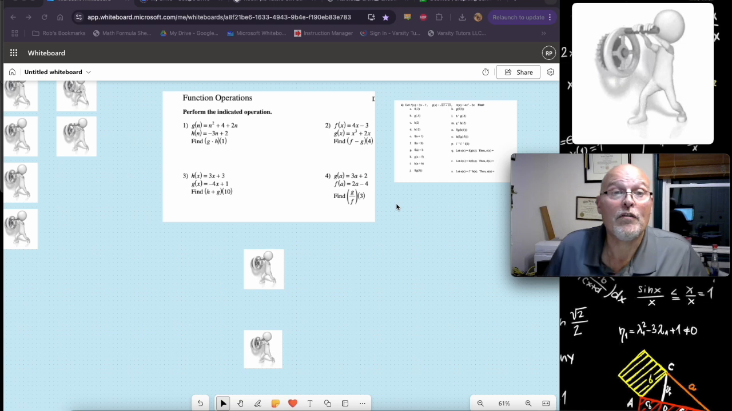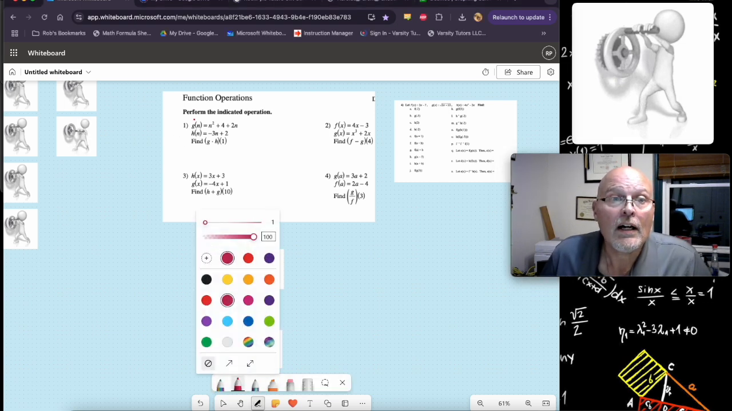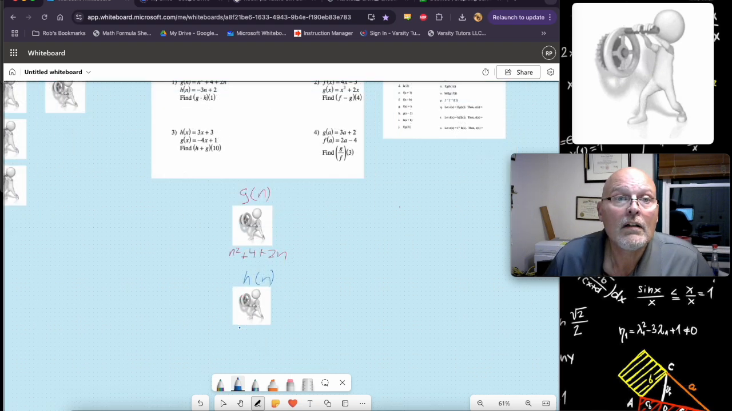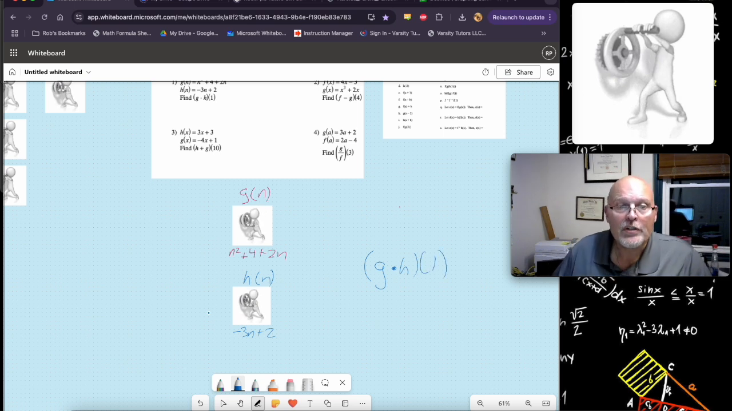All right, next let's do a few problems. So if I take a look at number 1 here, I've got g of n. We'll put g of n, and we're going to write what he does underneath, n squared plus 4 plus 2n, and we have minus 3n plus 2. And we want to find g times h of 1. Right? So let's build our machine here.